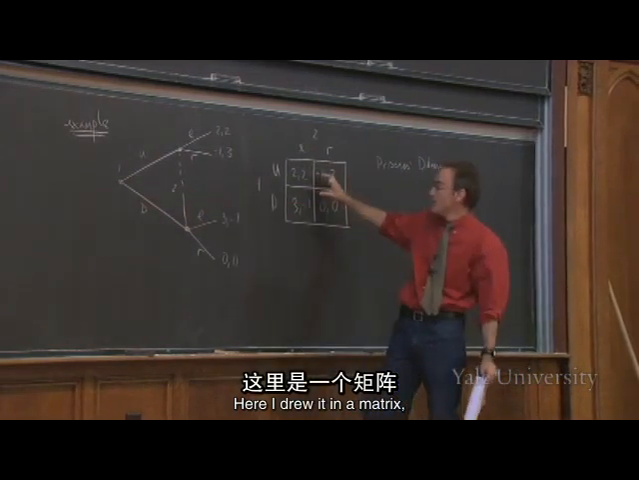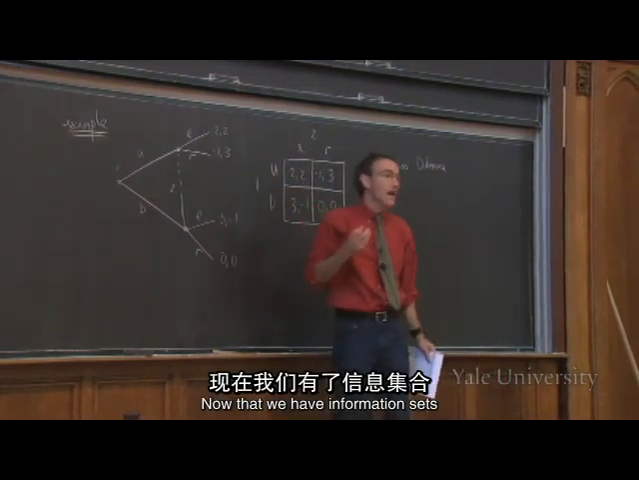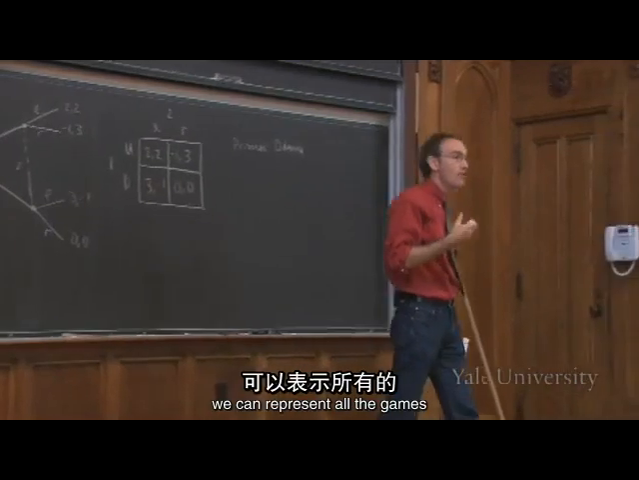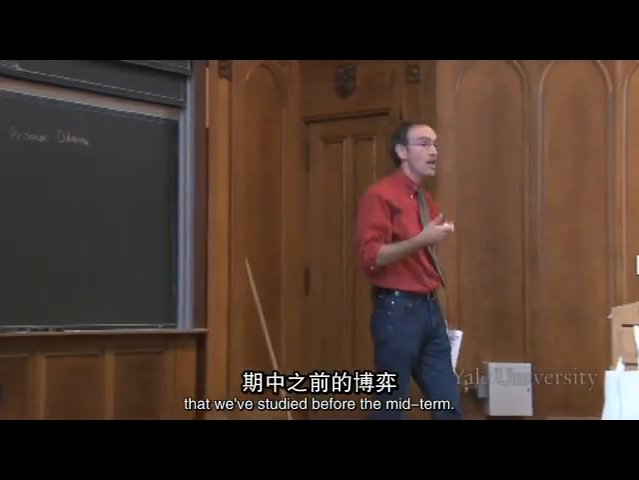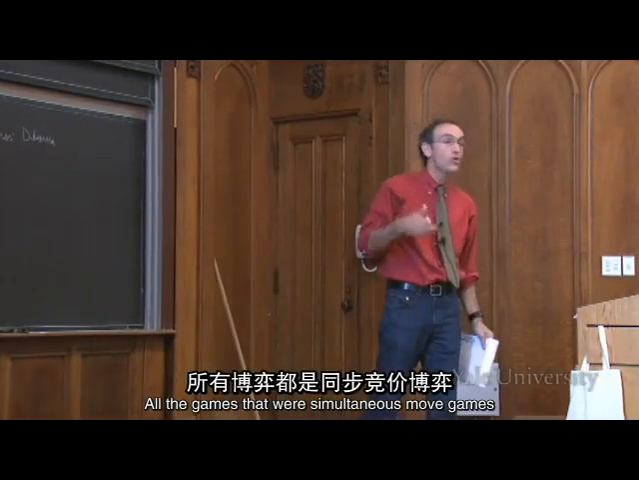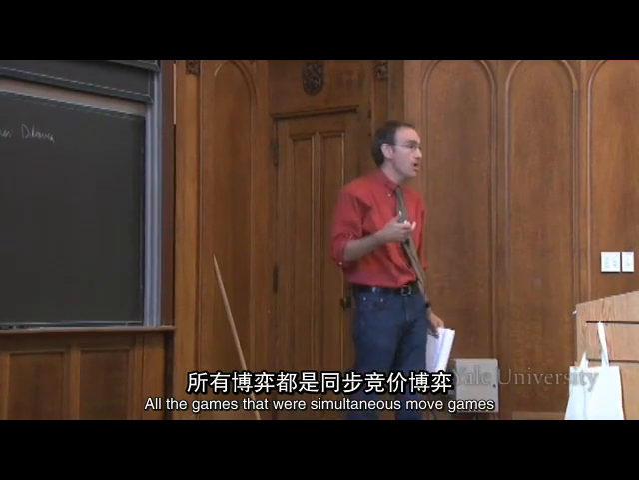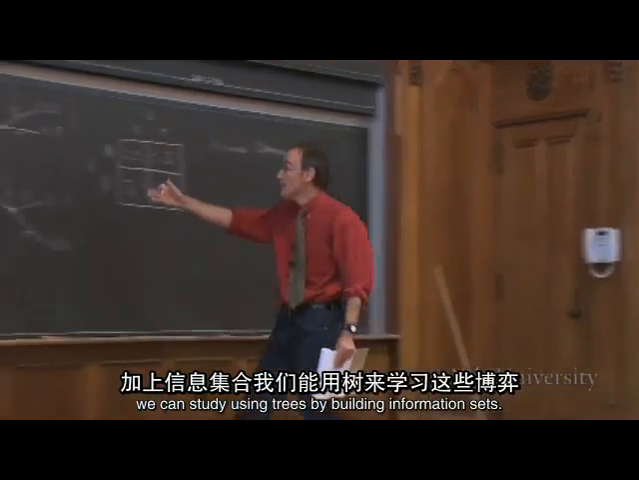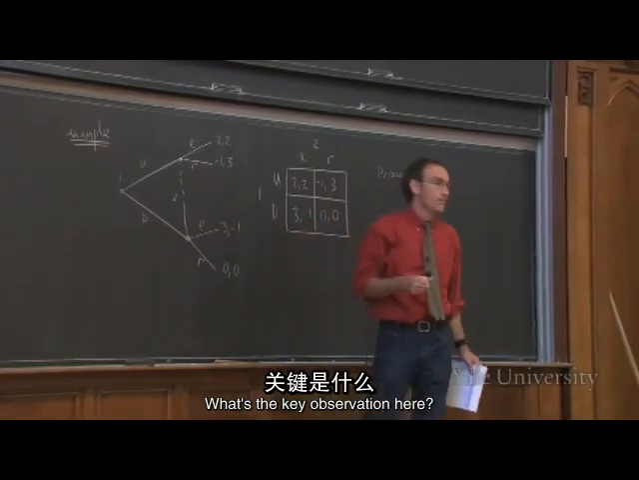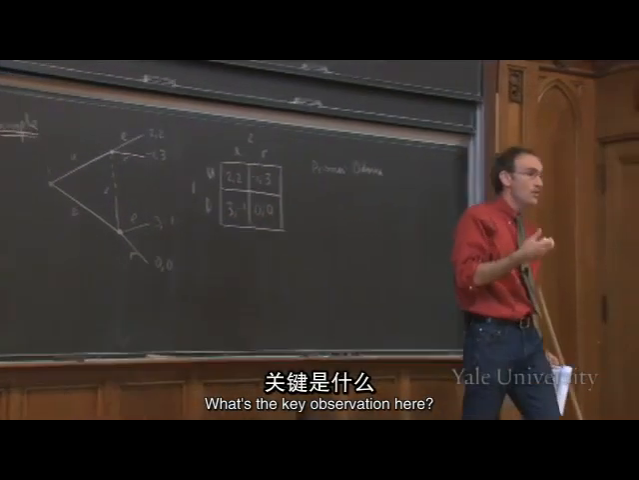Here I drew it in a matrix, and here I drew it in a tree. Now that we have information sets, we can represent all the games that we studied before the midterm, all the games that were simultaneous move games, using trees by building information sets. And what's the key observation here?